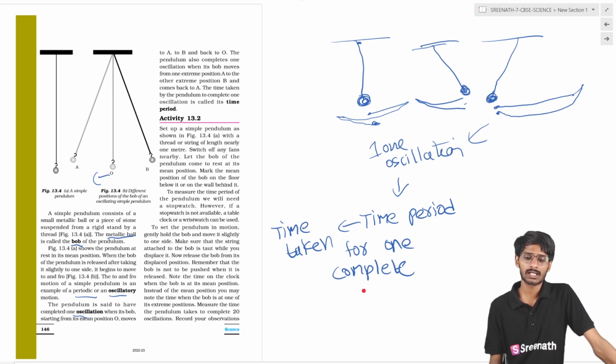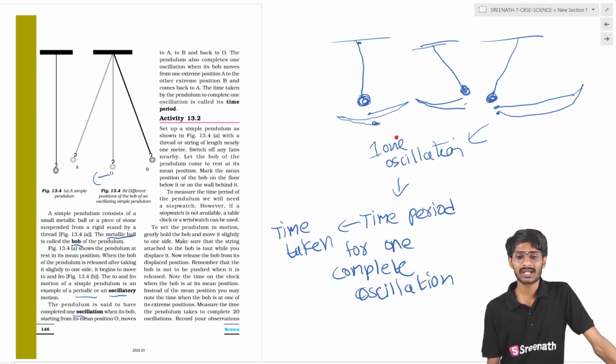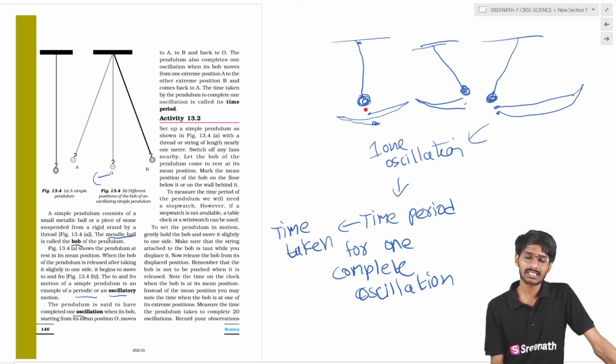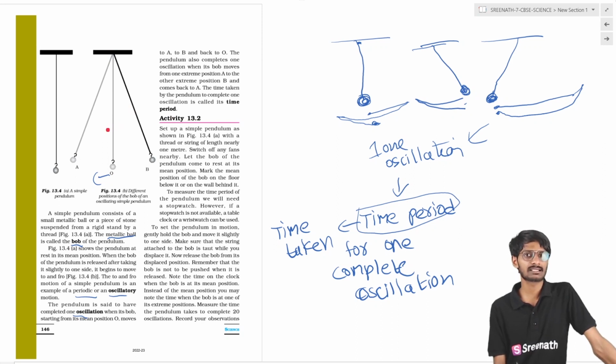So this is called complete oscillation. This is called time period, students. So what is one oscillation? Suppose it started from the mean position, it has moved there and has moved again there, and it has reached this point. So this is one complete oscillation. The time taken for movement from this point to this point and coming back to this point is called the time period. Okay, students. By doing a simple experiment, you can find the time period.